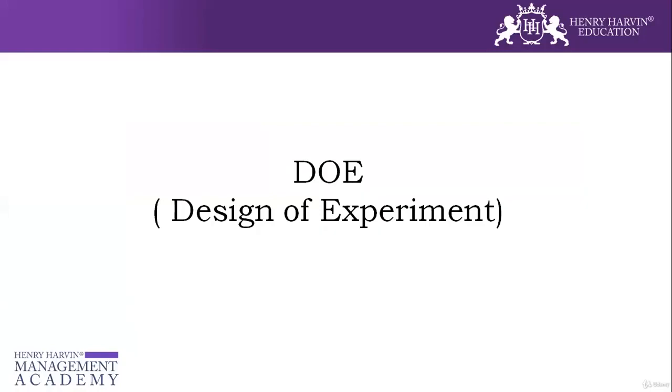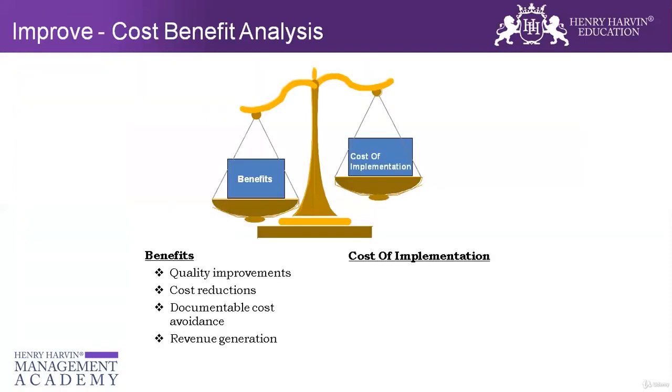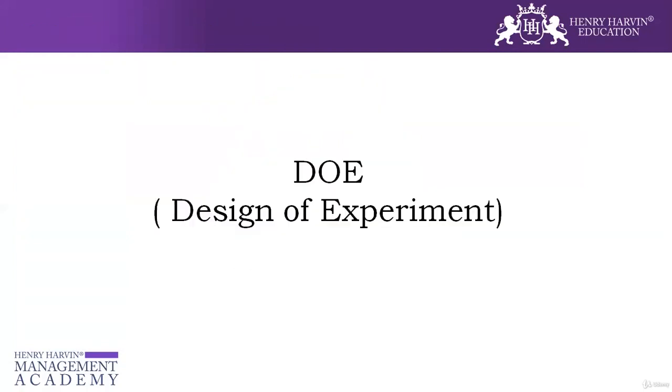In the last session, we completed the failure mode effect analysis, which is one of the risk management tools we use in the improve phase. And now we are going to talk about a very important tool of the improve phase, which is called design of experiment. This design of experiment is a tool which is very vast.